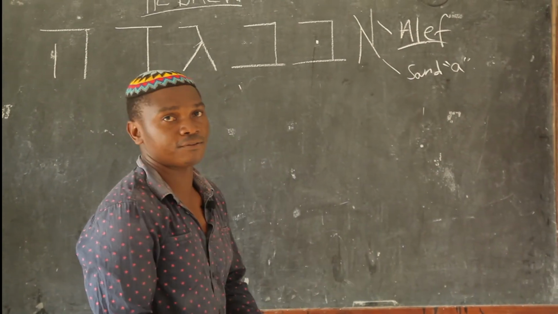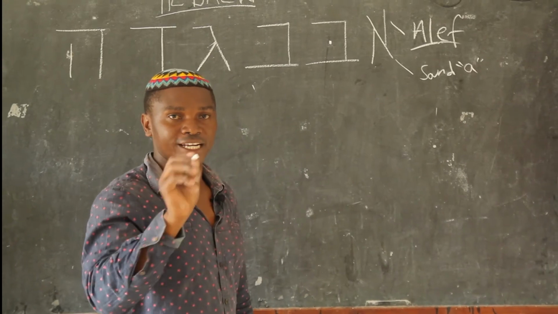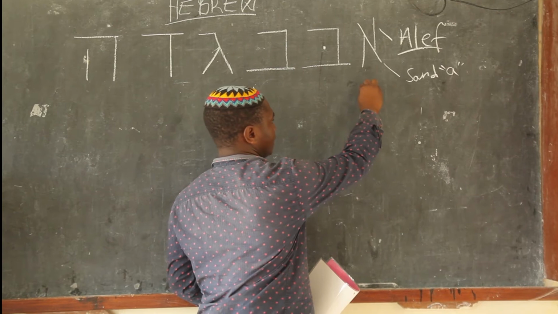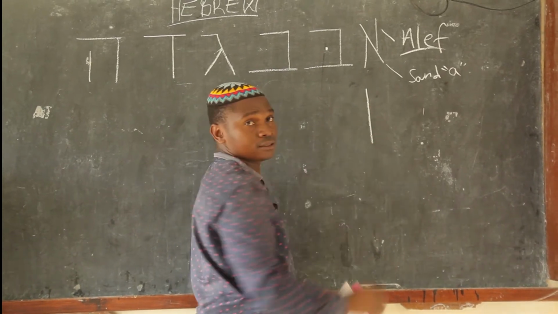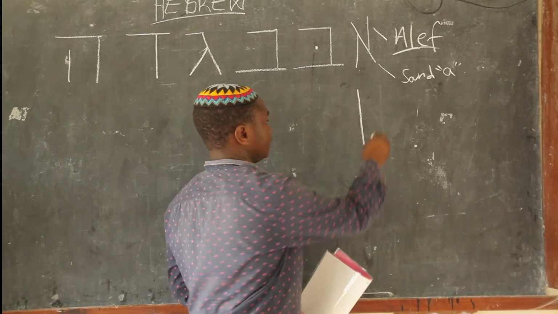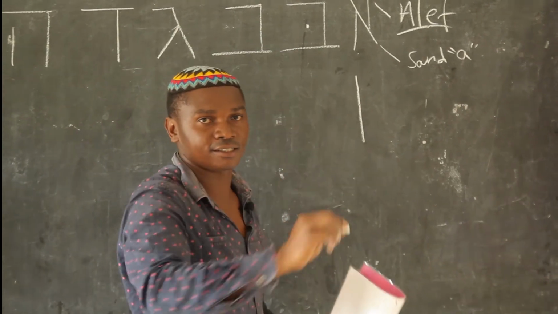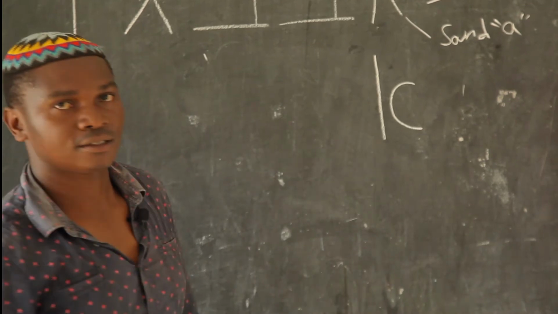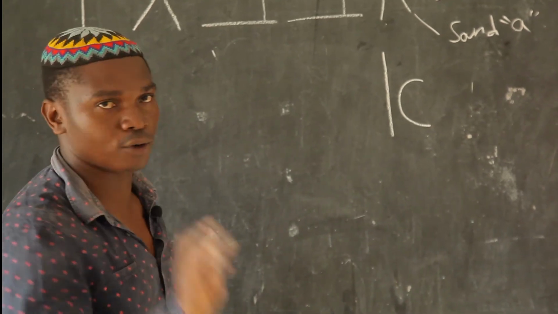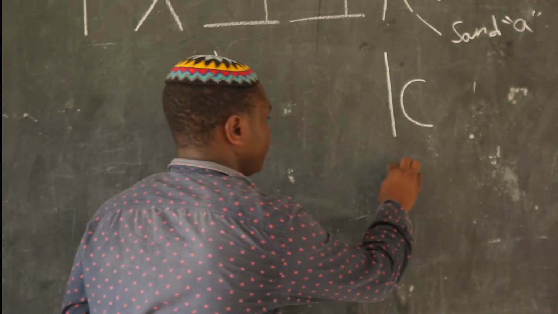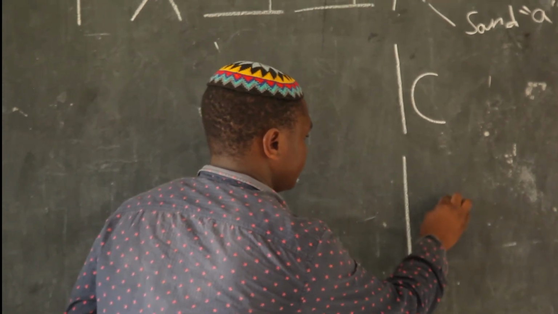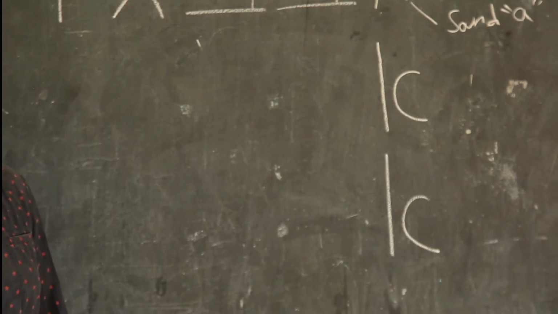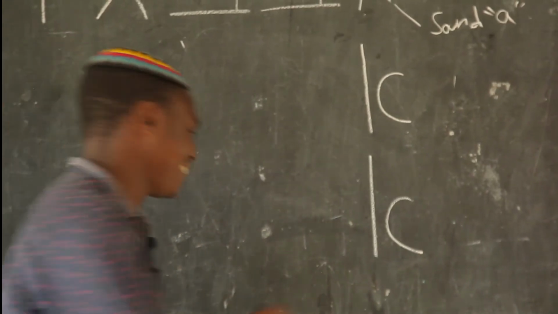The capital of Aleph is that one. So the small letter, Aleph Katan, is like this. You draw one line like this, then you put something like a C. That is Aleph, small Aleph. One more time, Aleph, like that. Are we together? Okay.